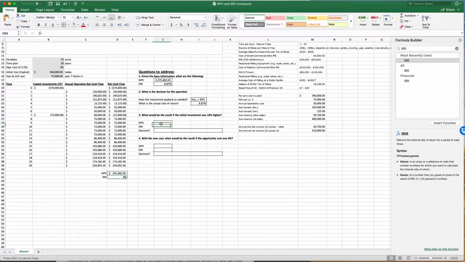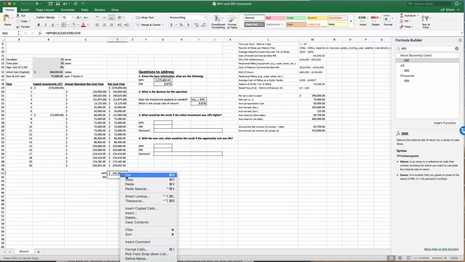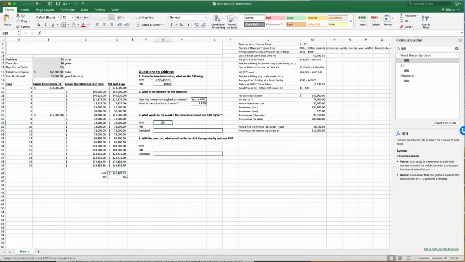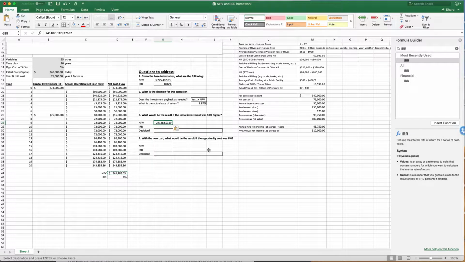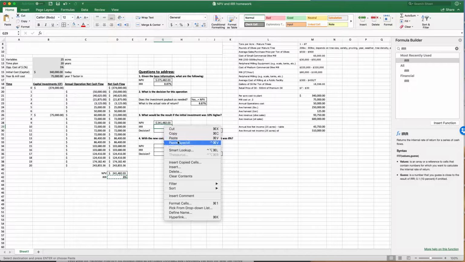And so really, the answer is that our net present value is now going to be, let's look and see, paste special, turn that to a dollar symbol. It's a little bit less. Instead of 275, it's 241. What about our IRR? Copy, paste special.